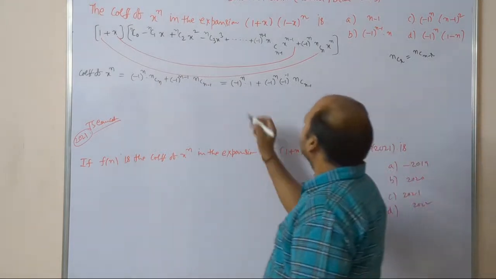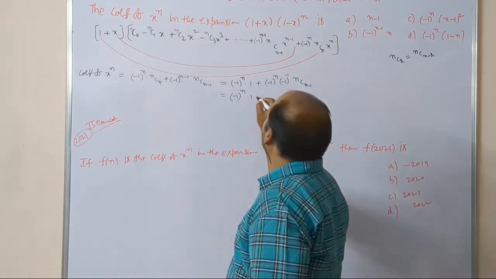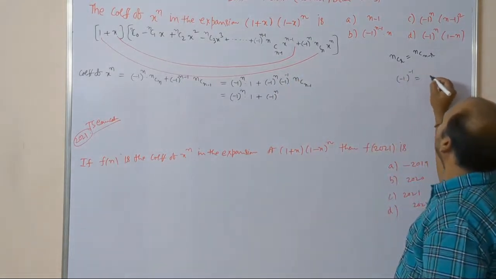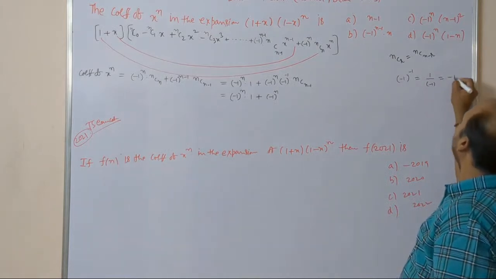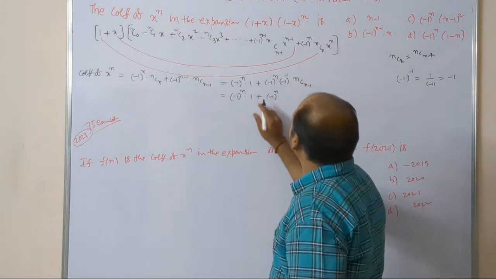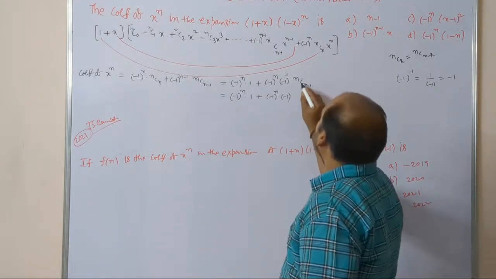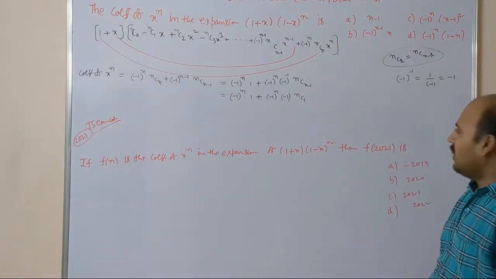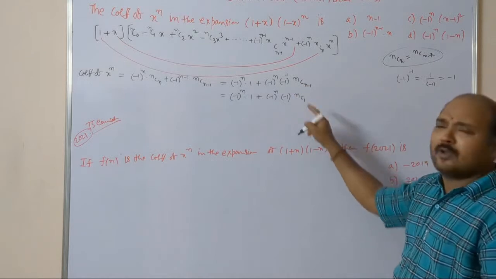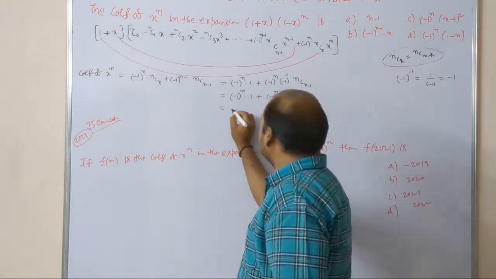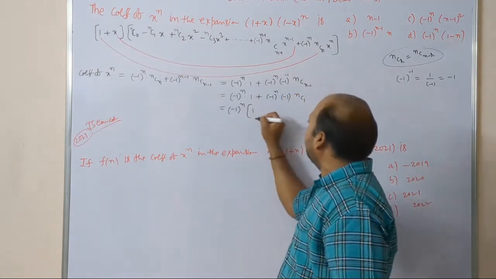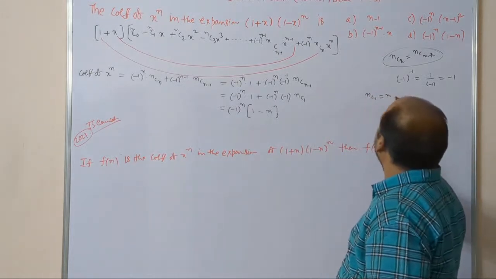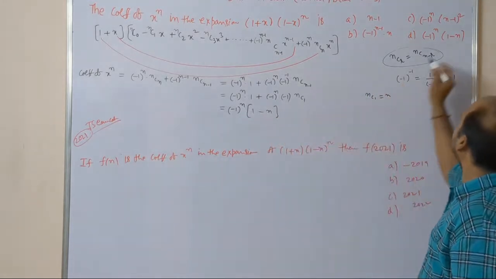This is minus 1 whole power n into 1 plus minus 1 whole power n. Minus 1 whole power minus 1 is 1 by minus 1, that is equal to minus 1. So this value is minus. nC(n minus 1) is nC1 by using this formula. Otherwise, if you do the nCr expansion, nC1 only will come. Minus n, 1 minus n whole power n, take common 1. Minus into plus is minus. nC1 is n. So minus 1 whole power n into 1 minus n is the answer.